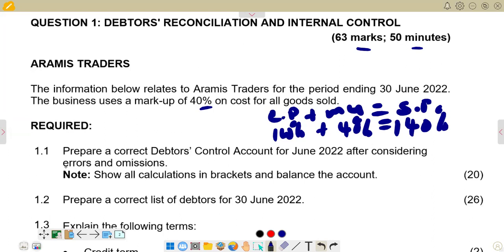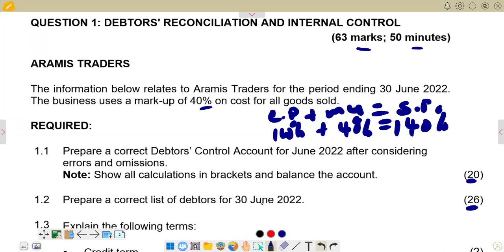The first part says prepare a debtors control account for June 2022 after considering errors and omissions. On the note part, show all calculations in brackets and balance the account, which is the constituent parts. Then on 1.2, prepare a correct list of debtors for June 2022. The question has got 26 marks. So these are the two questions that we want to look at in this video.